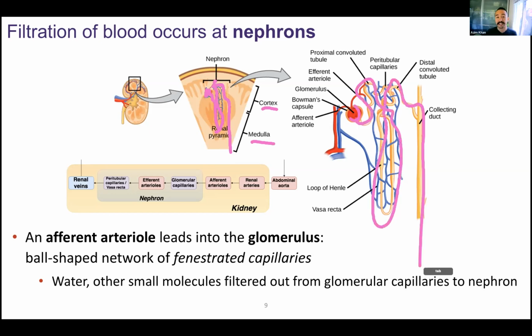Why does it do that? Short answer is surface area. With more surface area, there's more room for modifying the filtrate. There's also a difference in cortex versus medulla. It has to do with concentration gradients. We'll talk about that in physiology, something called a countercurrent exchange system.